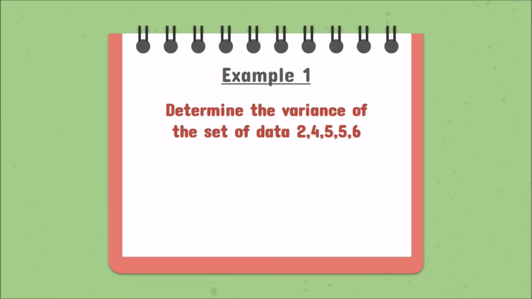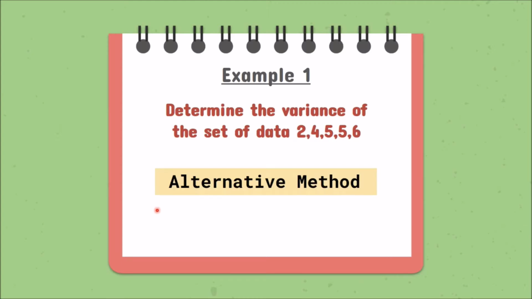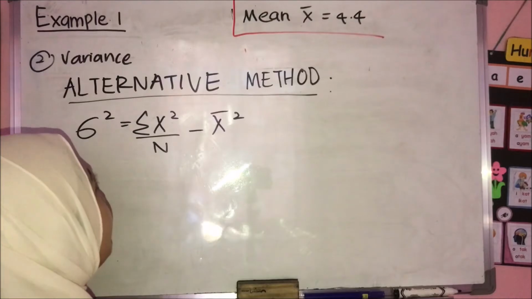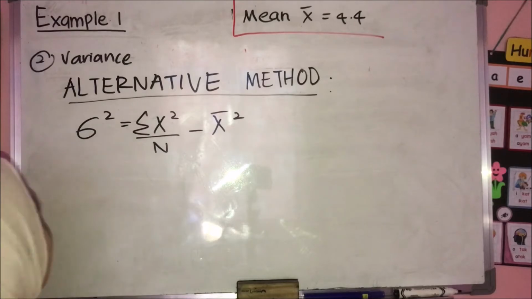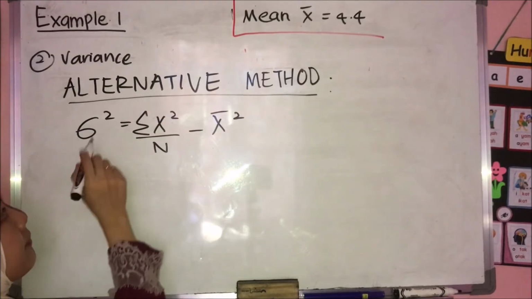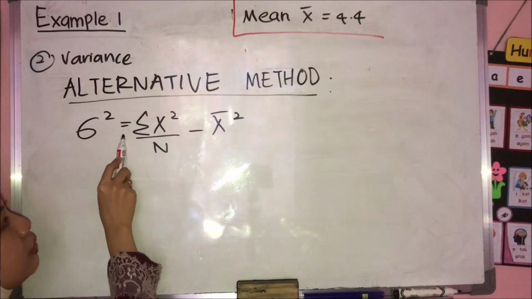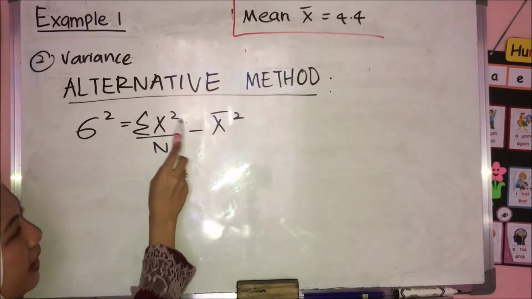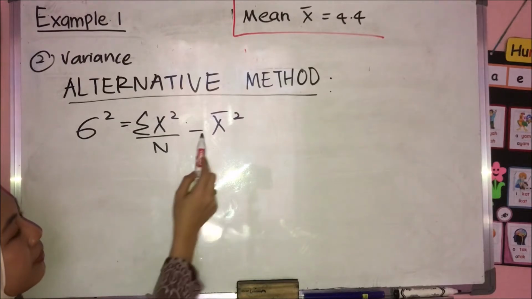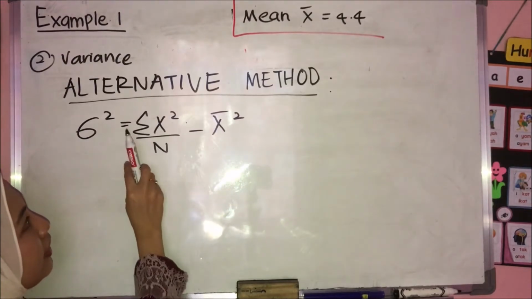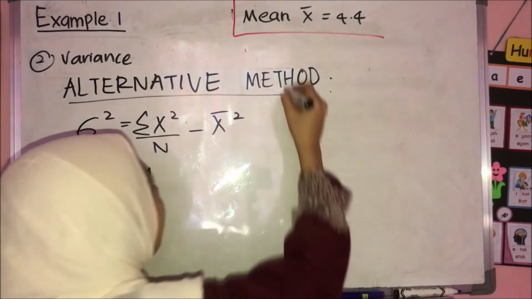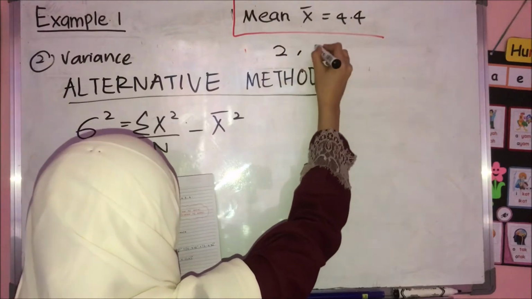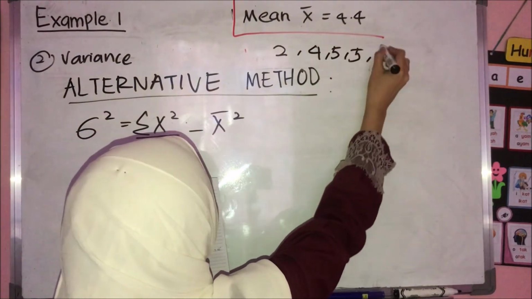There's also an alternative method to find variance. Let's look at the next video on how to determine variance using the alternative method. Okay, the formula for the alternative method is sigma square is equal to the sum of x square over n, minus x bar square. So what is the sum of x square? We know the data, right? We have 2, 4, 5, 5 and 6.